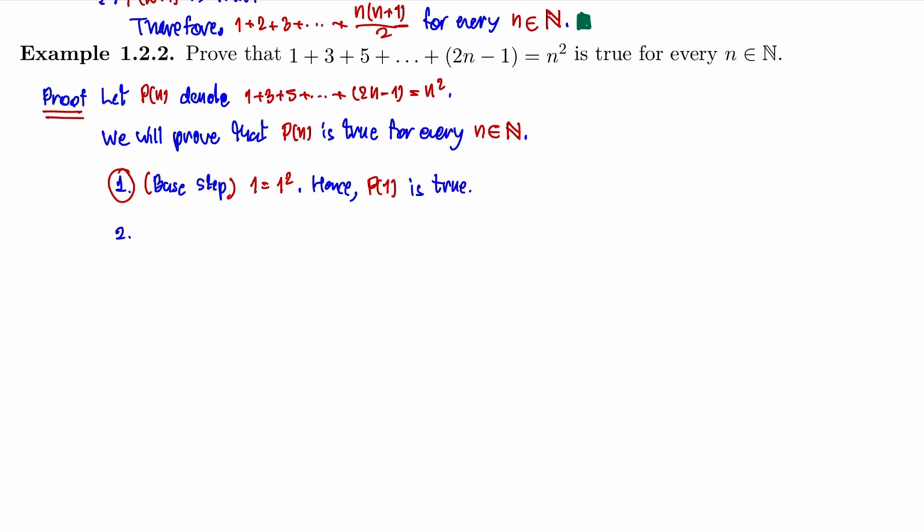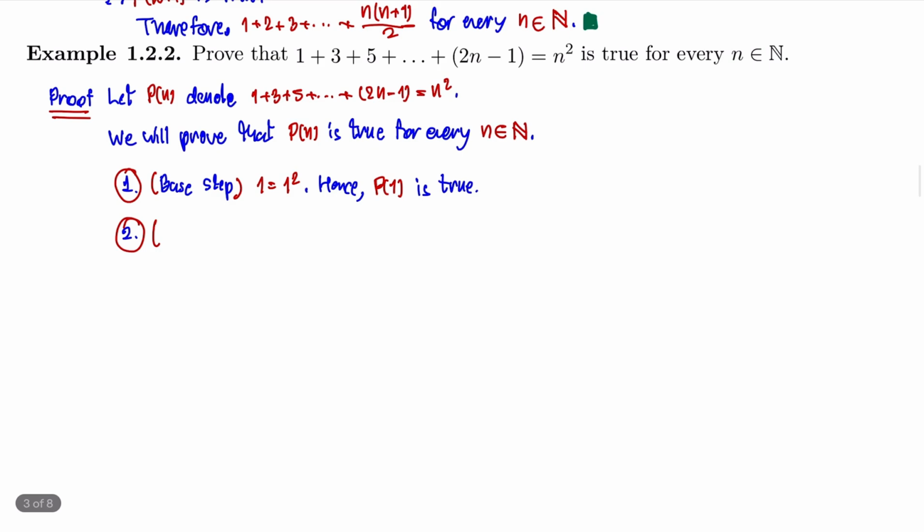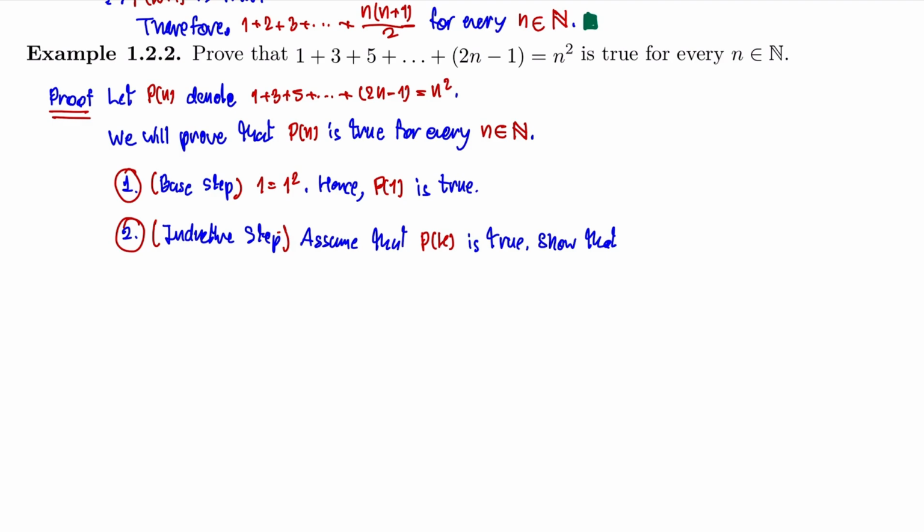Now what about the inductive step? For the inductive step, we have to assume that P(k) is true, and try to show that P(k+1) is true for any positive integer k.